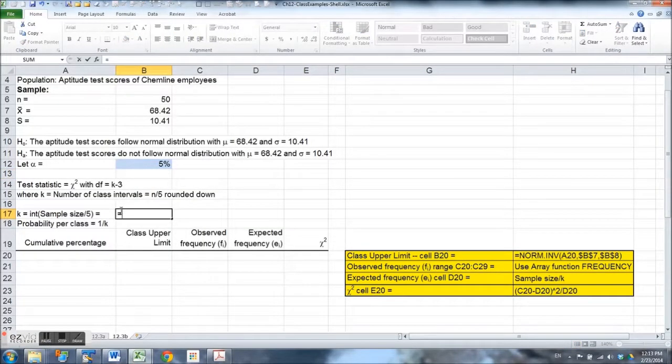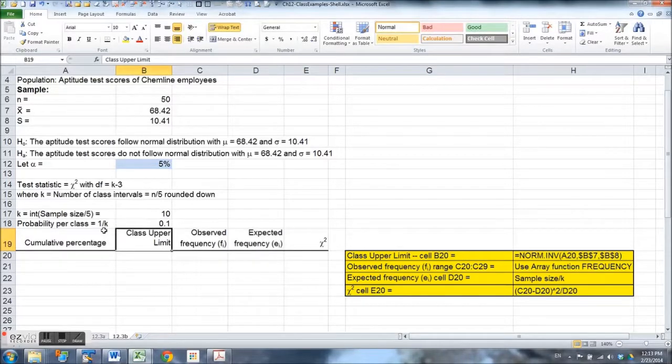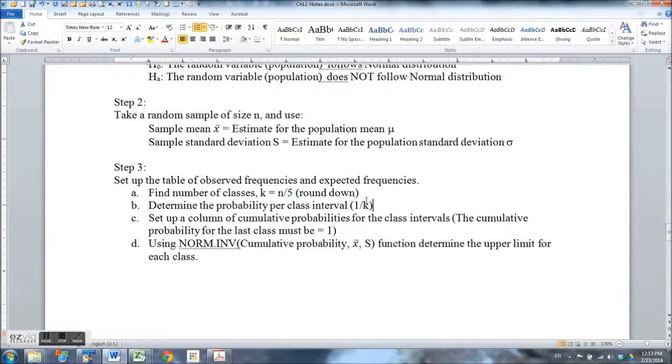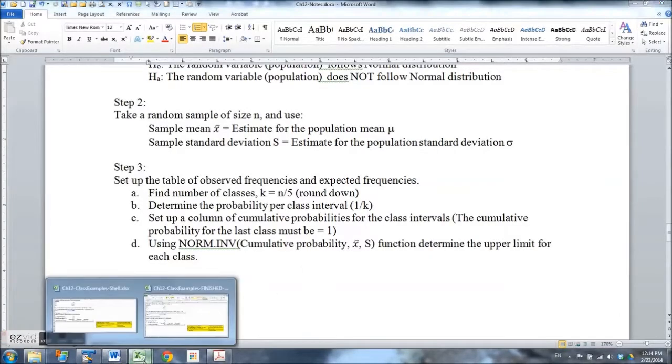We use the int function, n over 5. Then we do 1 over that number of class intervals, k. That gives us the probability for each class, so 1 over k is the probability for each class. Then we can set up the column of cumulative probabilities, with the last class having a cumulative probability equal to 1.